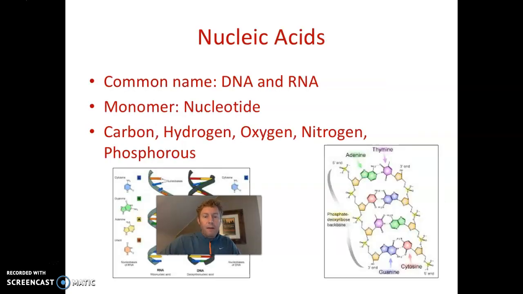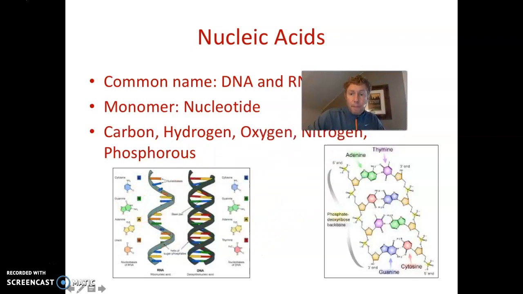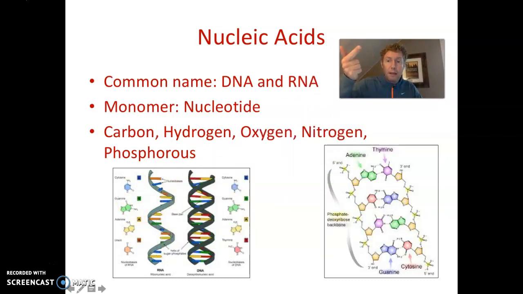All right, the last macromolecule that we need to learn about. So we talked about carbohydrates, lipids, proteins, and now nucleic acids. You've heard about this before, DNA and RNA. DNA, deoxyribonucleic acid, and RNA, ribonucleic acid. The NA stands for nucleic acid. The monomer is called a nucleotide. It consists of a phosphate, a sugar, and a base.